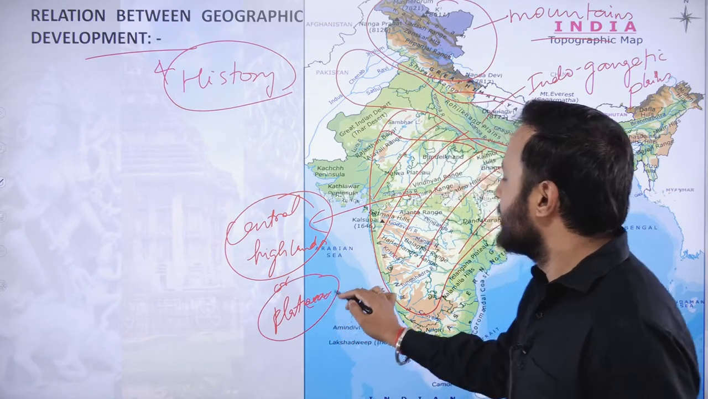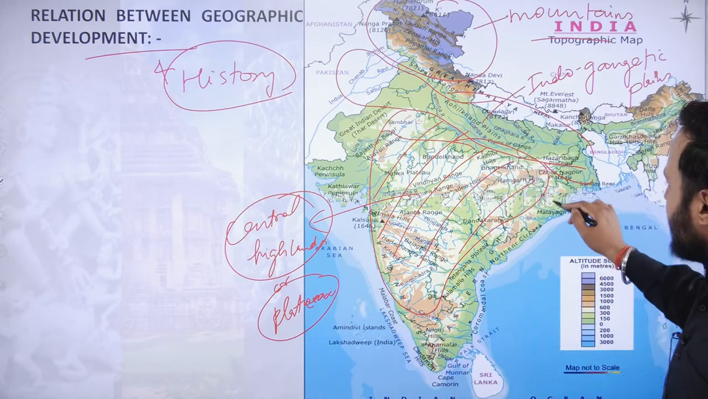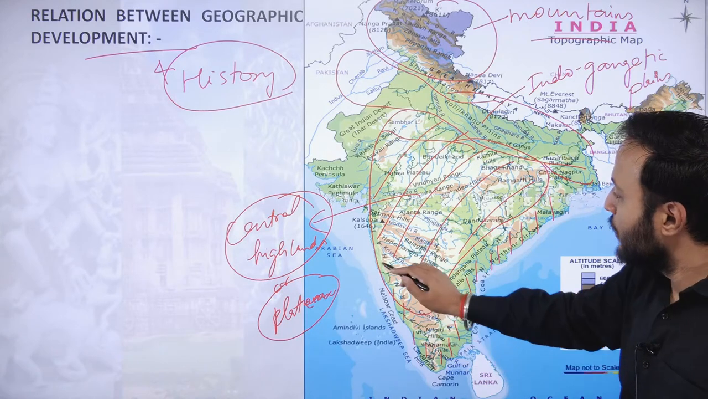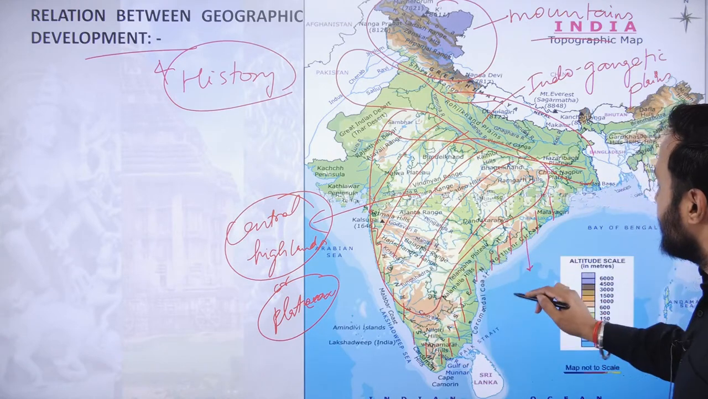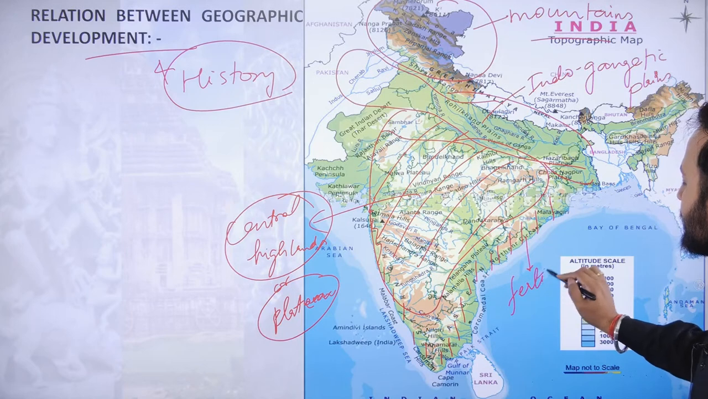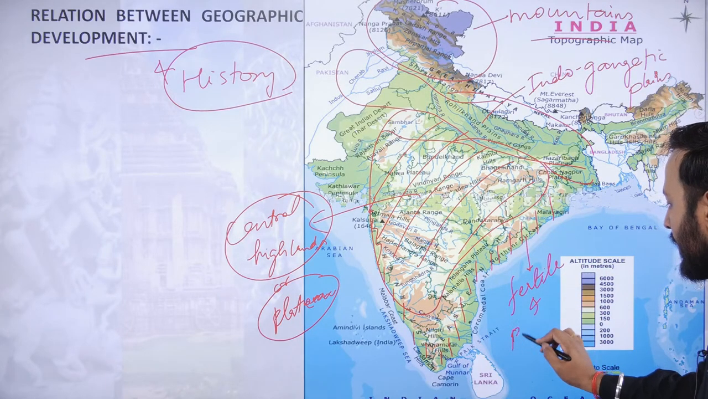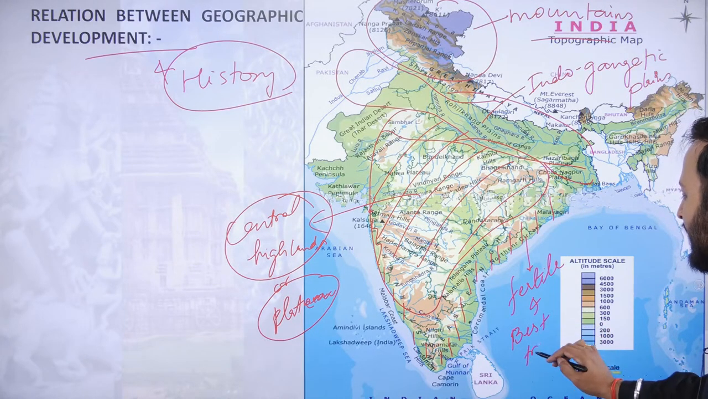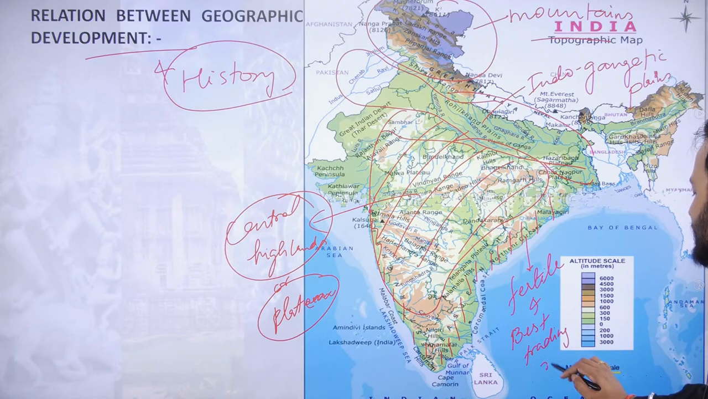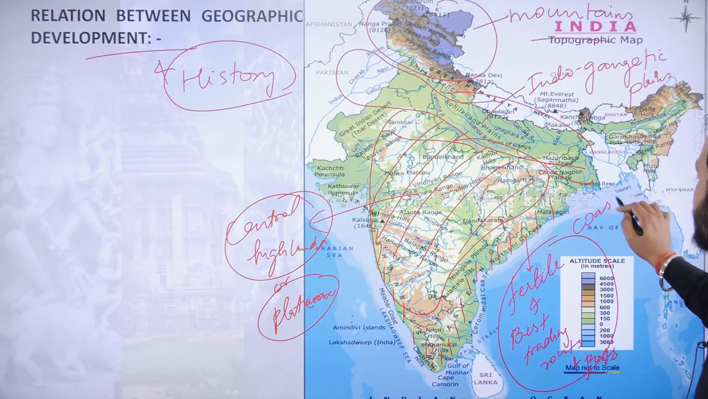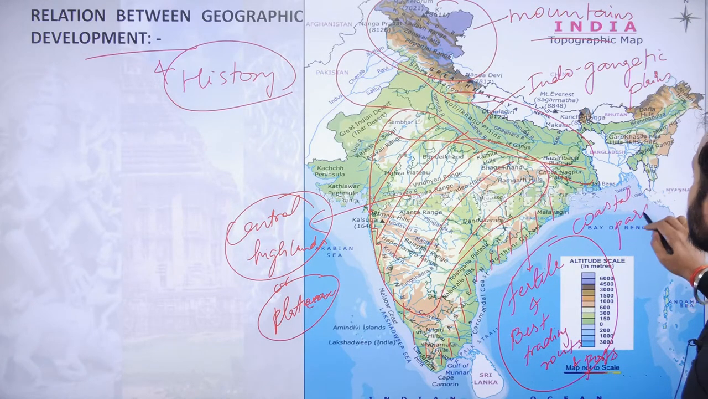So, apart from that, there are the coastal regions, which are extremely fertile, and they provide the best trading routes and ports. So that is basically the coastal part.